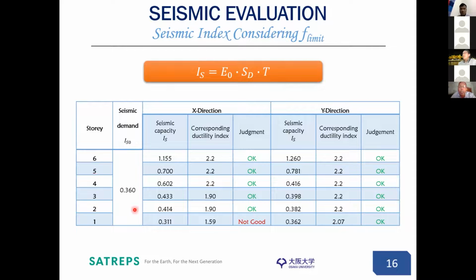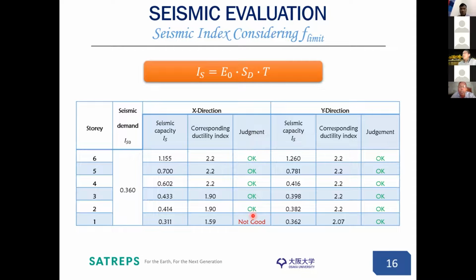For each floor, the demand is the same, 3.6 for this particular soil type and a particular acceleration in Dhaka, and that's probably the worst case for Dhaka city. And the seismic capacity of each floor in each direction was found, such as 0.311 for the X direction, first floor, and others were above. So we come to a judgment on whether the seismic performance is okay or not good. For this case, as already explained, second to sixth floor, everything was okay. First floor, only one direction, not good.